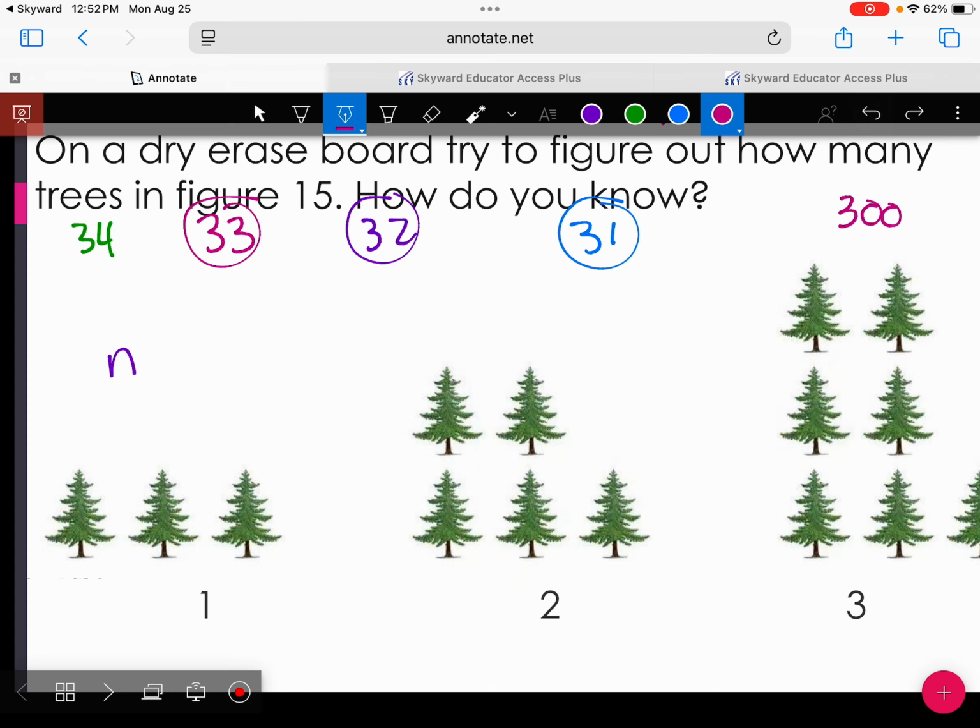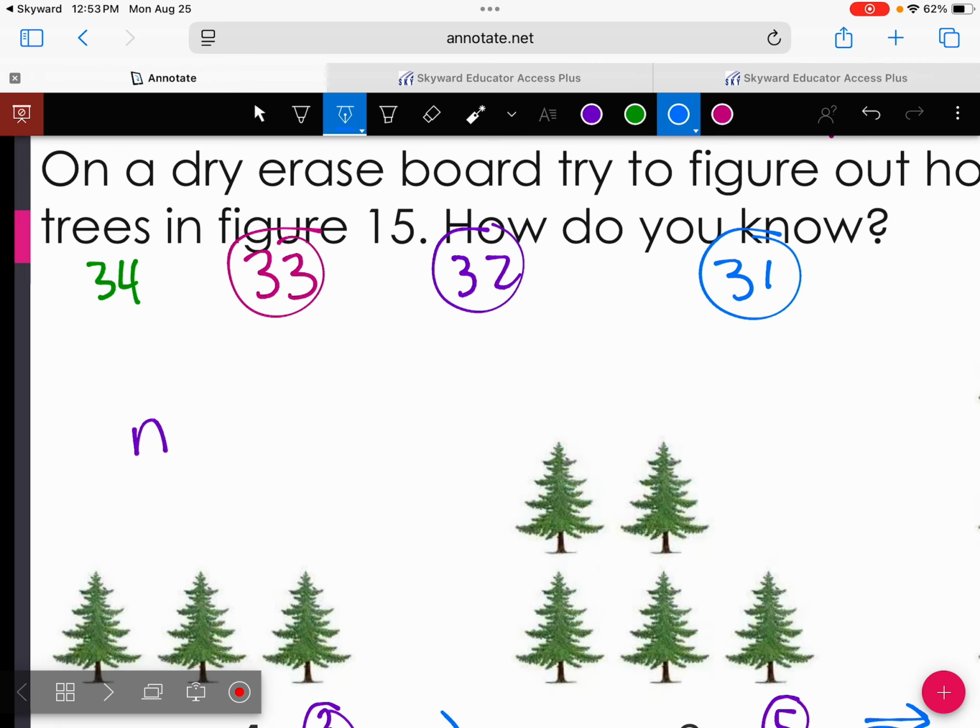Okay, so we're looking at figure 1, right? How many trees are in figure 1? 3. How many trees are in figure 2? 5. How many trees are in figure 3? 7. So how's it changing in between here? Plus 2. Plus 2. If it's changing the same amount, this is going to be linear. It's not going to have a square. It's going to have an equation like an mx plus b situation.